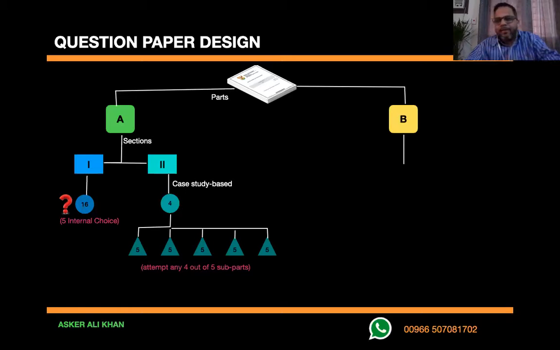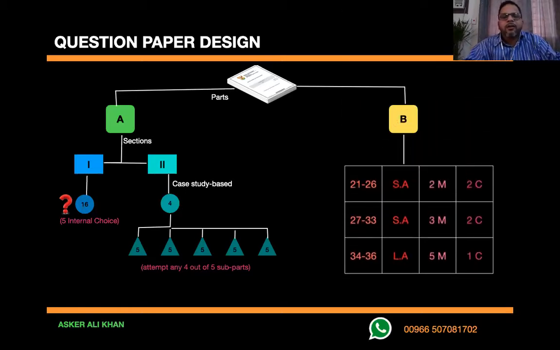In section B, you will have questions from 21 to 26, short answer types, 2 marks each, with internal choice, of course. In section B, again, from questions 27 to 33, you'll have short answer questions of 3 marks each, with 2 choices. Then from questions 34 to 36, you'll have long answer questions of 5 marks each. And there you will only have 1 choice.